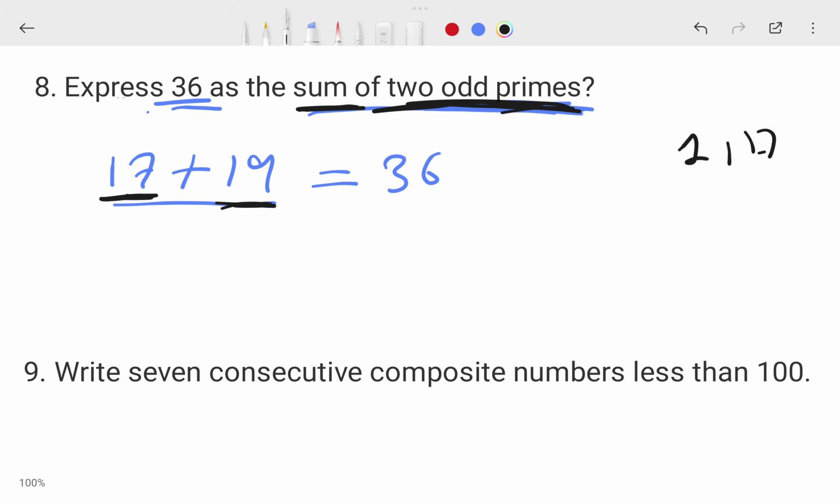Is 19 a prime number or not? Let's check. It has 1 and 19. It has two factors, so this is an odd prime number. And when you add these odd prime numbers, if you add 17 and 19, what will be the answer? The answer will be 36.